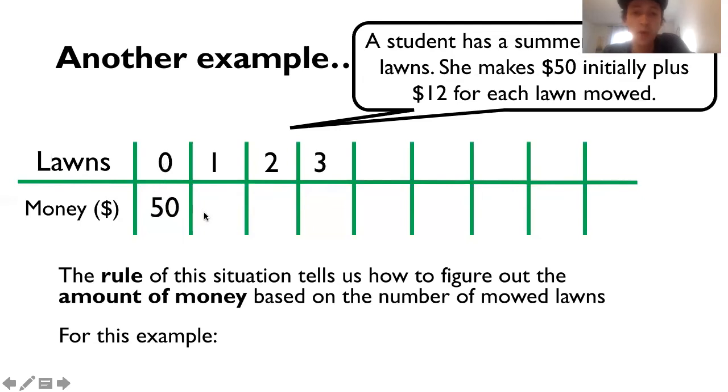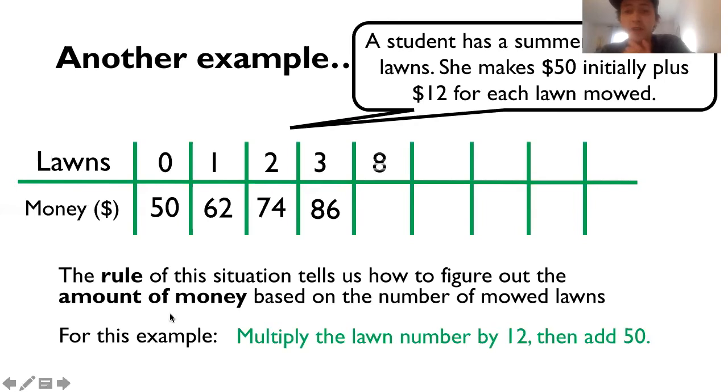If she mows 1 lawn, it becomes 50 plus 12, so she'll have $62. If she mows 2 lawns, it's 50 plus 12 plus 12, which is 74. 3 lawns, 86. And hopefully you can see the pattern that's coming here. What's the common difference?